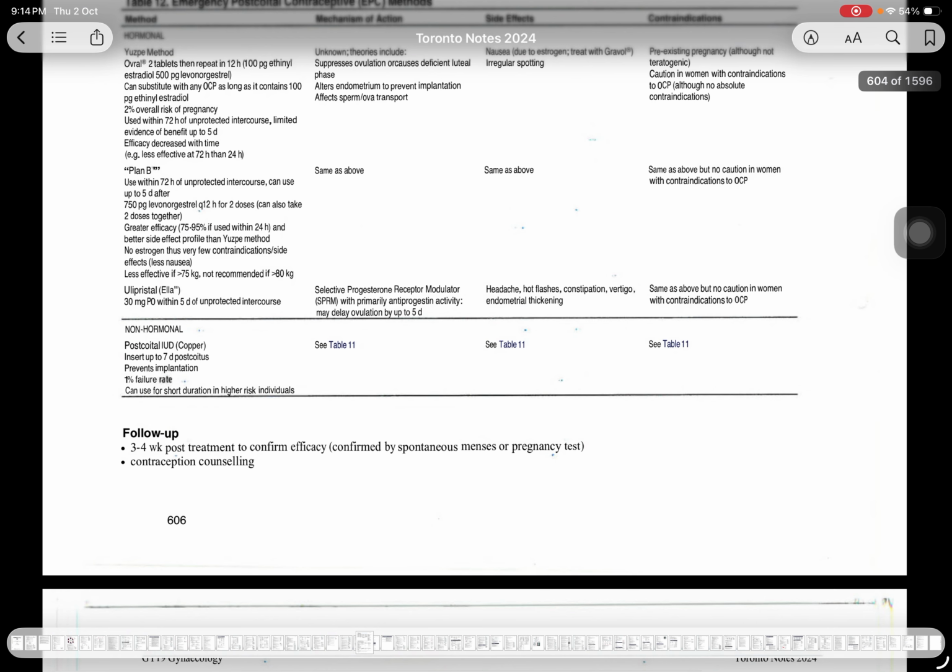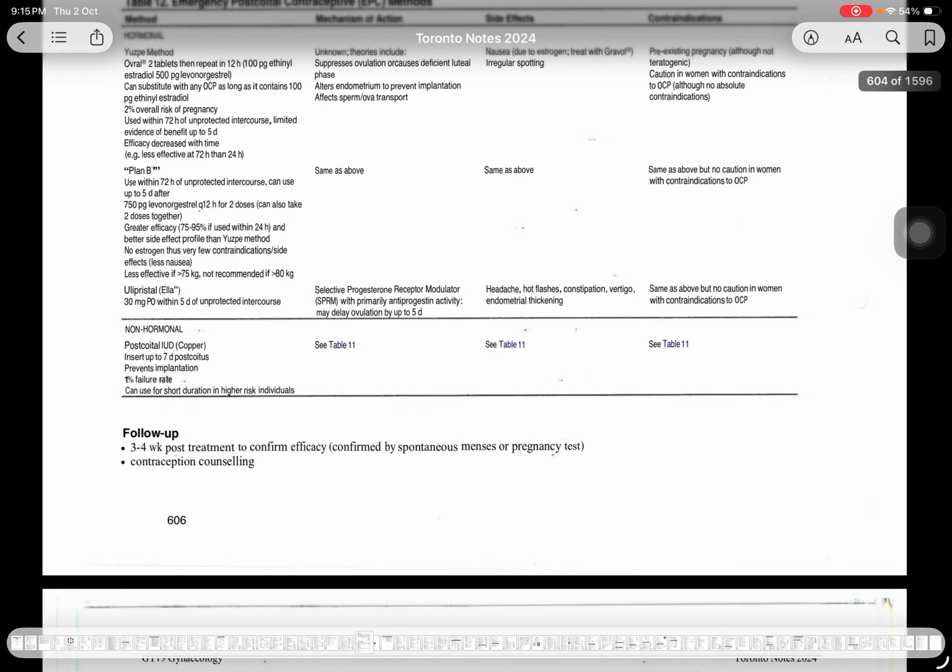Ulipristal is 30 milligram orally within 5 days of unprotected intercourse. It is a selective progesterone receptor modulator with primary anti-progesterone activity, and may delay ovulation for up to 5 days. Side effects: headache, hot flashes, constipation, endometrial thickening, same as above. So ulipristal is another one.